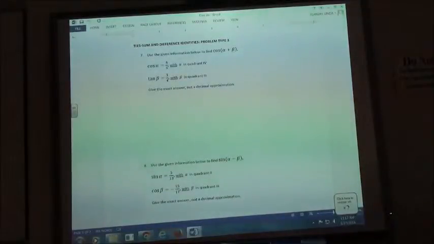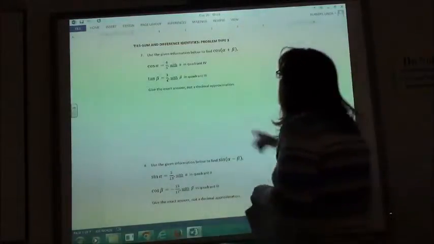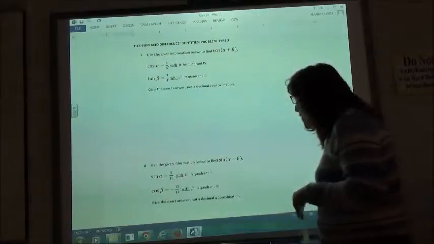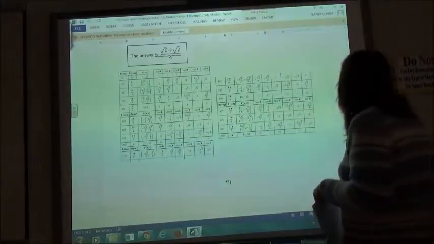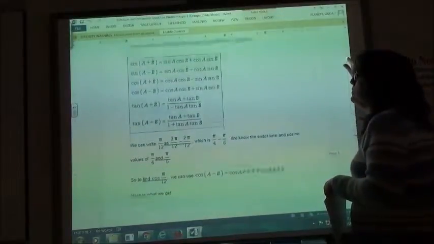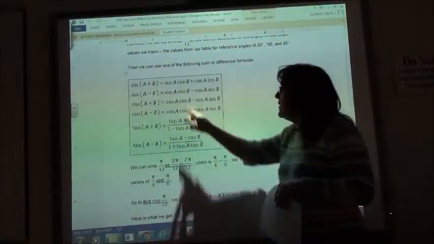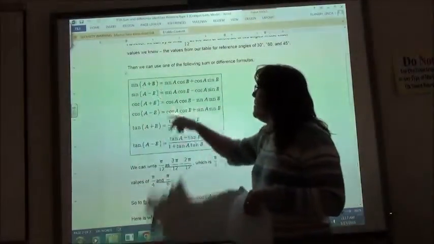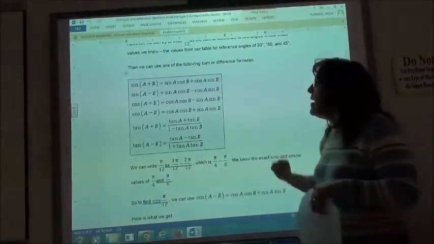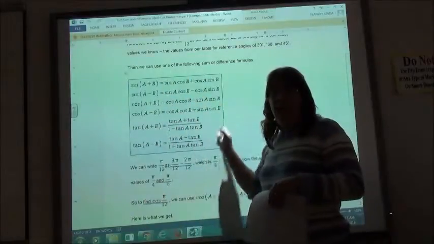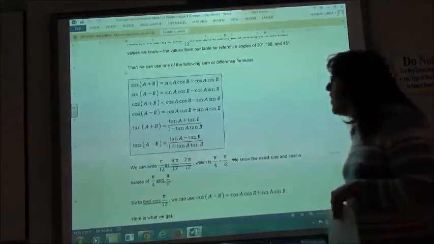All right, so 7, 8, 9, again, we're doing the sum and difference identities. This is problem type 3. Sum and difference identities, again, are right here. For example, if I have the sine of A plus B, I have the sine of A, cosine of B, plus cosine of A, sine of B. You're going to want to keep that handy while you do these problems.